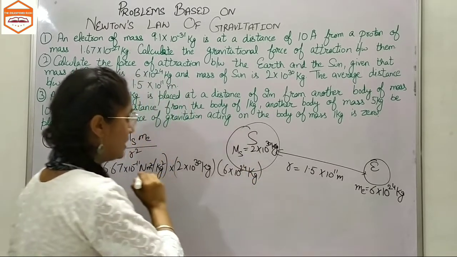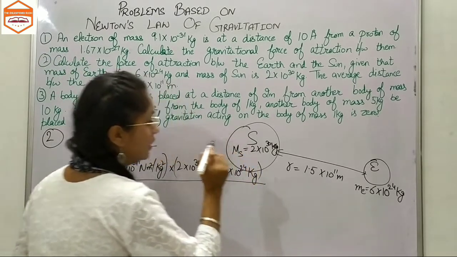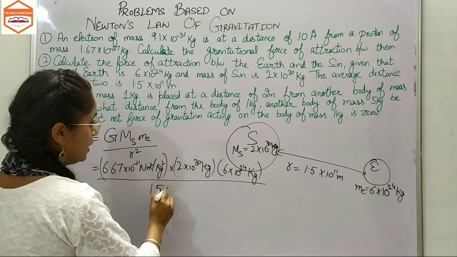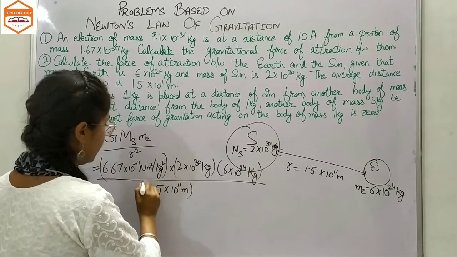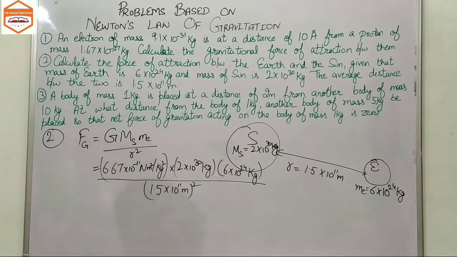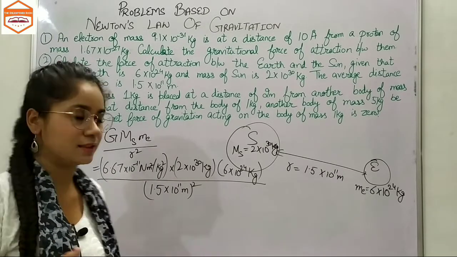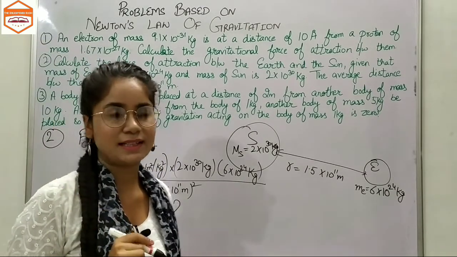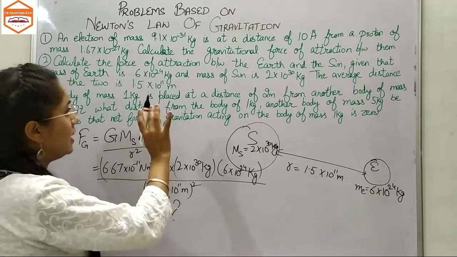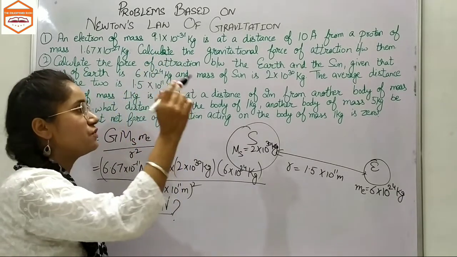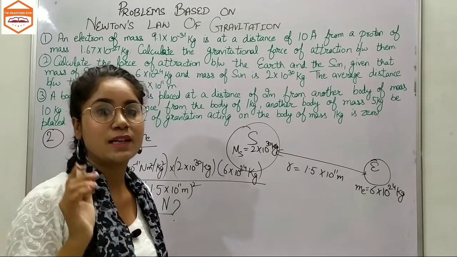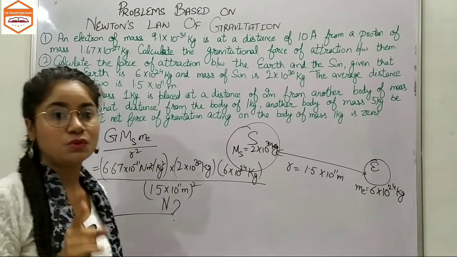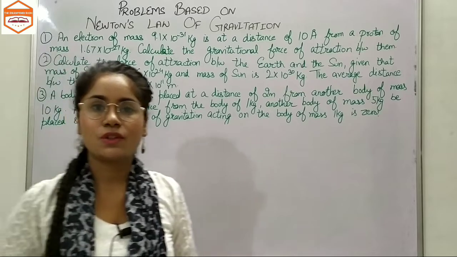Okay, my beautiful diagram got messy. Now the distance, not the radius, is 1.5 into 10 to the power 11 meter whole squared. So put these values in your calculator and tell me your answer. You all will tell me the answer in the comment section, and the answer would be in Newton. Also for the first one, the gravitational force of attraction between the electron and proton was also in newtons. Do comment the answer. Now let's move on to the third problem.